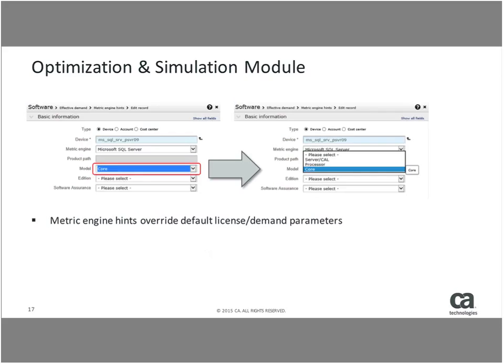So if I just show you a quick example of a metric engine hint here, on the left-hand side, we just see the base hints for the SQL Server metric engine. So that's the metric engine that understands all the different ways in which to license SQL Server and the underlying algorithms, in other words, the calculation that needs to be done in order to get to the result.